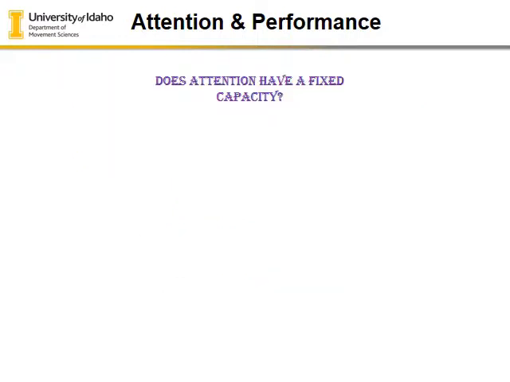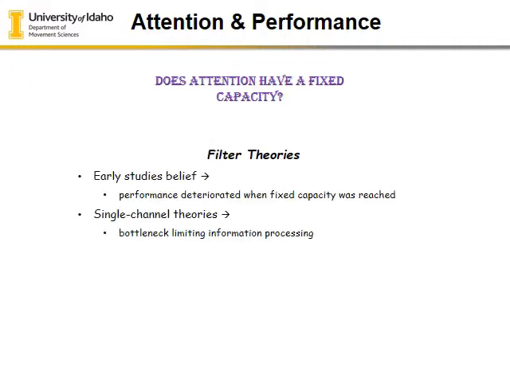And so the question becomes, does attention have a fixed capacity, or is it not really a fixed capacity? And this comes into the idea where we bring in the filter theories. And the filter theories have gone through some changes over the years, as many theories do, as we get improvements in technology and study design and those types of things. They kind of go through a process.